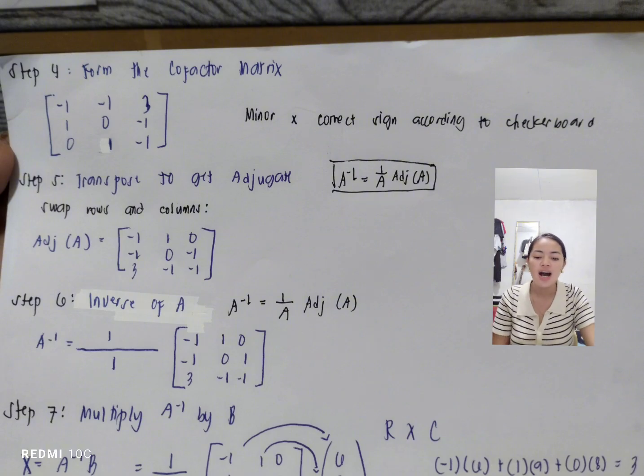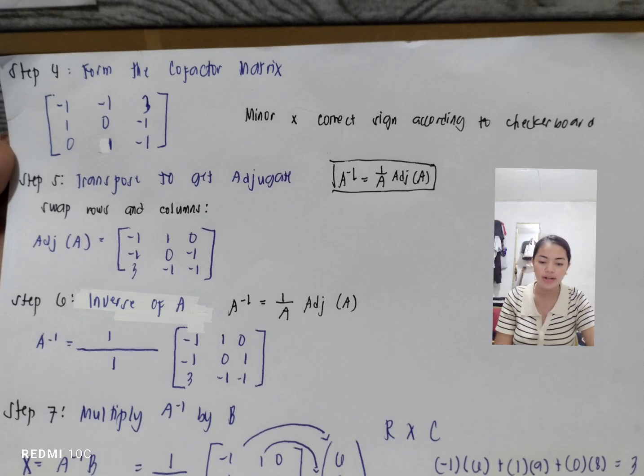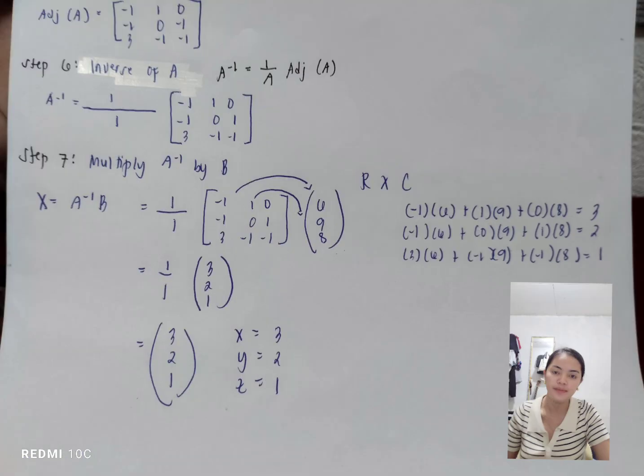For step 6, we get the inverse of A. In getting the inverse of A, we multiply the adjugate by 1 over the determinant. As we solved earlier, the determinant of A is 1. So now we have the negative of this item. For step 7, we need to multiply A^-1 by B. You just copy and put the B here. Our B is our constants, which is 6, 9, 8. Then you distribute these items.